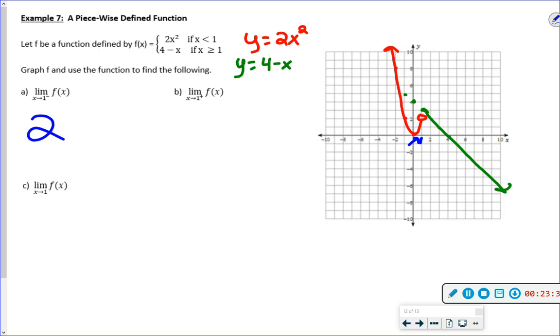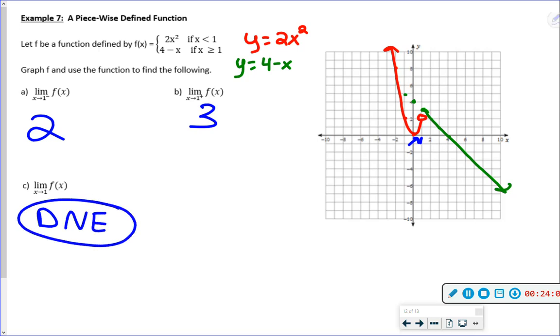As I approach 1 from the right, it's 3. Which means, God help us out, what is your final answer now? Does not exist. Got it. I get this. All right. Any questions on doing your limits from the graph? I love this stuff. Okay, let me grab your homework.